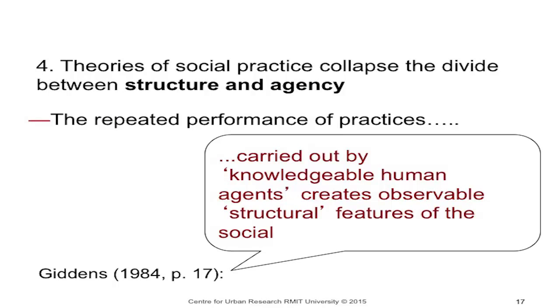So the fourth point is that social practice theories collapse the divide between structure and agency. So they're not external factors or context. So agency can be found in individual elements, it can be found in entire practices and practice bundles and complexes. And structure results from the performance of multiple practices, practice bundles and complexes over time and space. That's because it's through the repeated performance of practice entities that creates the observable structural features of the social. So agency and structure are co-constitutive.